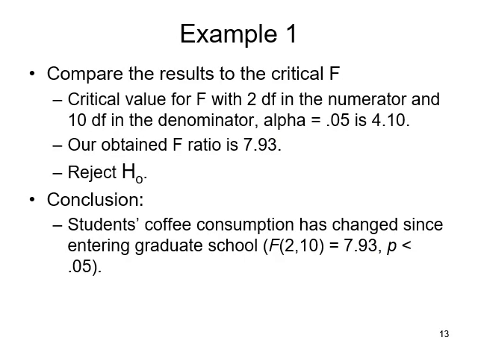We now compare the results to the critical F. The critical F for 2 degrees of freedom in the numerator and 10 degrees of freedom in the denominator, with an alpha of 0.05, was 4.10. Our obtained F statistic is actually 7.93. We reject the null hypothesis. Students' coffee consumption has changed since entering grad school. F(2, 10) equals 7.93 with a p less than 0.05.